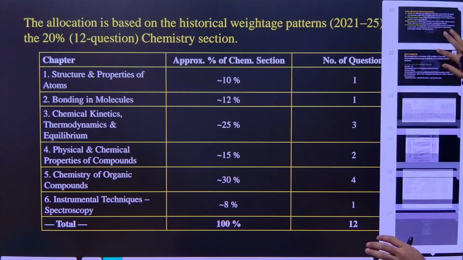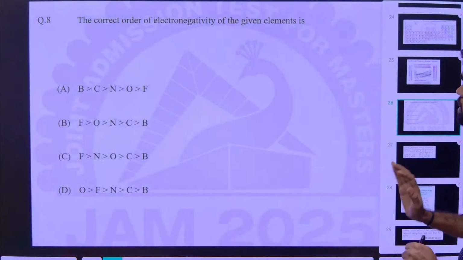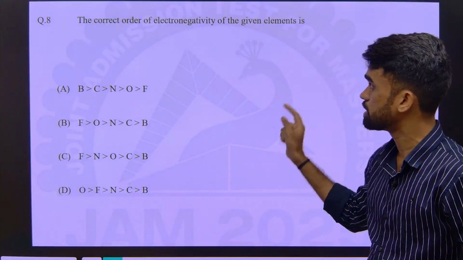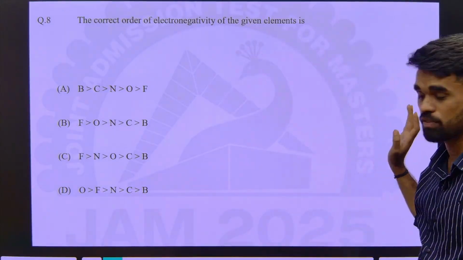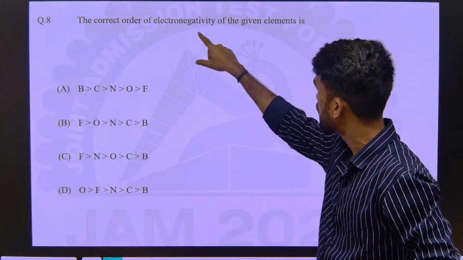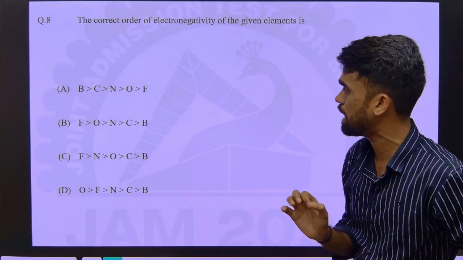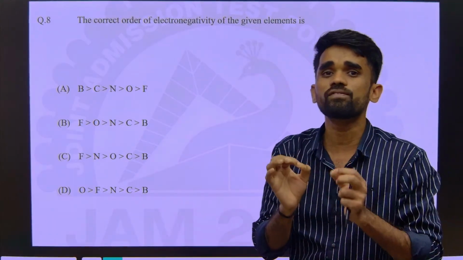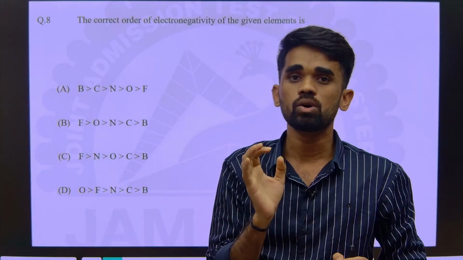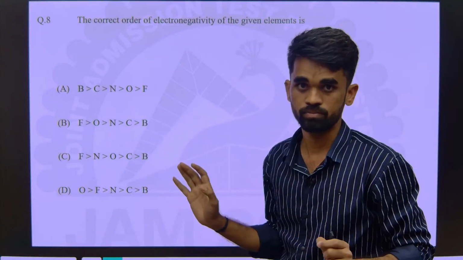This was the IIT JAM 2025 paper, and this is a question asked from this particular chapter. This is the official paper I have collected, and from that I collected this question. The question is: the correct order of electronegativities of elements. This is a very basic question. Even a 10th standard student who has an idea about chemistry can easily answer it.